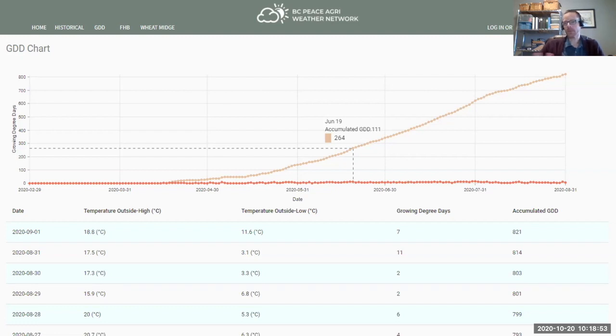Right now, it just goes to growing degree days. So if you want to know how does that relate to the development of my barley or something, that's not included there. So that's that next step. And then there's also a fusarium head blight model, which looks at temperature and moisture for the development of fusarium.